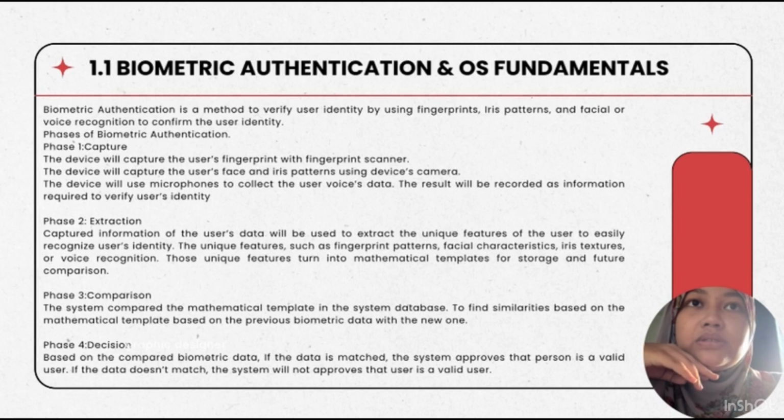First, the capture, where biometric data is collected. Second is extraction, where unique features are converted into a mathematical template. Third is comparison, where the new biometric data is compared with the stored template. Finally, in the decision phase, the system either grants or denies access based on the matching result.